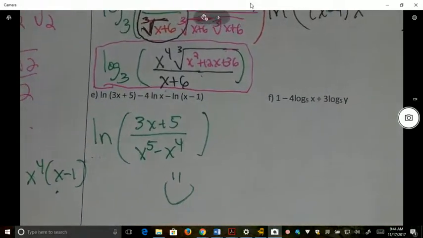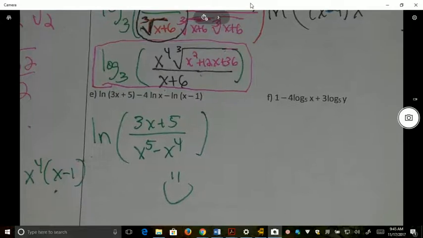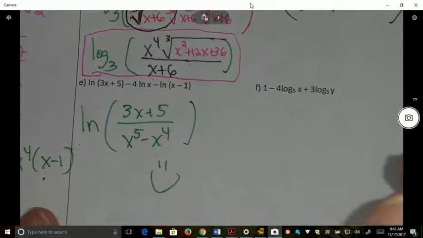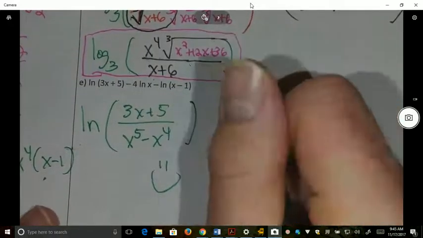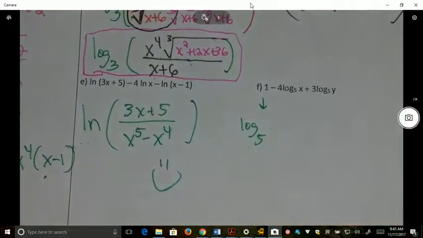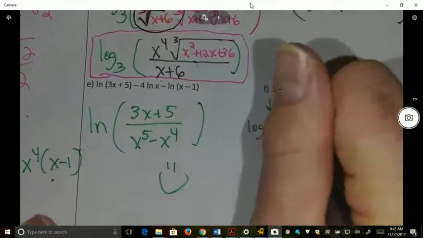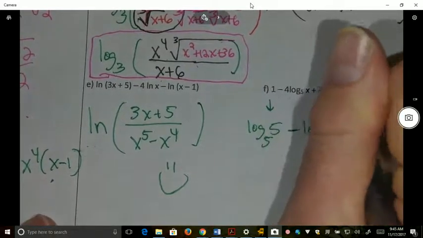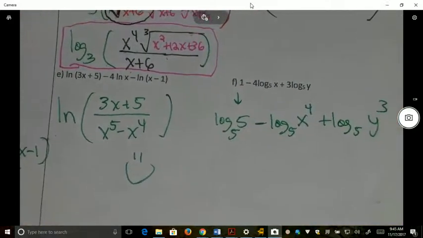Letter F is the one that a lot of people get annoyed by because there are how many terms? 3 terms, and I want that to be written as 1 logarithm if possible. That means I need them all written as log base what? Log base 5. Well, what's 1? It's log base 5 of 5. And then this is minus log base 5 of x to the 4th plus log base 5 of y cubed.